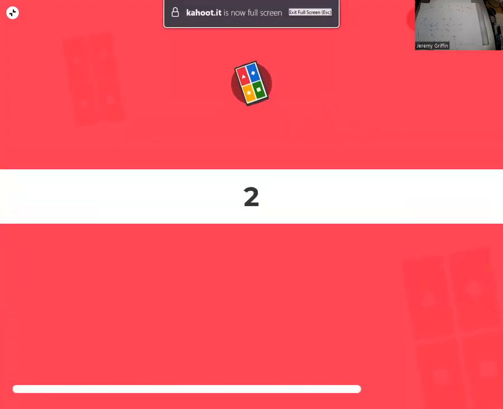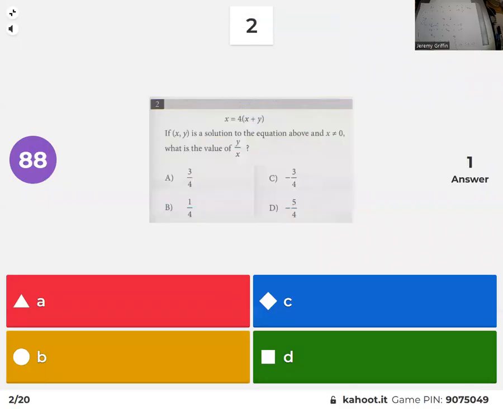Number 2. x, y is a solution. What is the value of y over x? Oh, I need to tell you guys, I did switch options B and C from how they normally are, just so they match the SAT format.